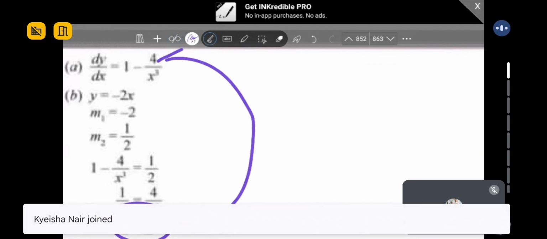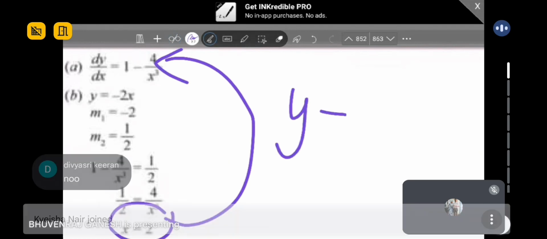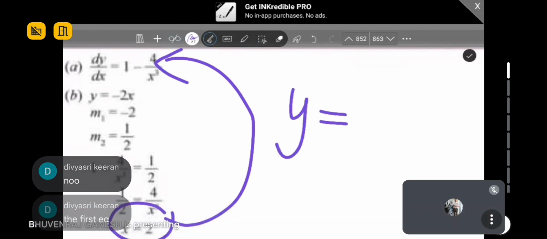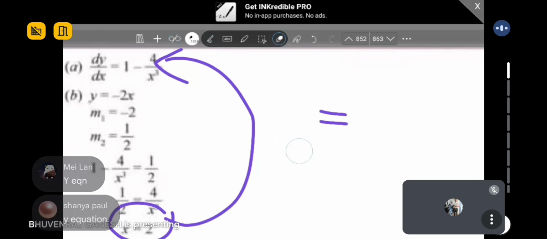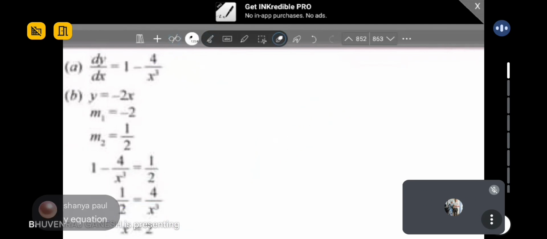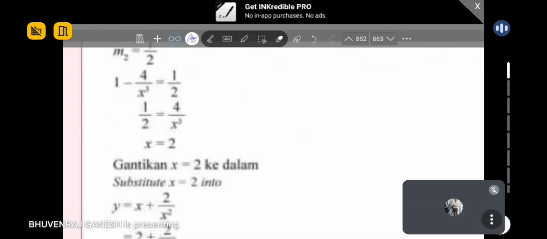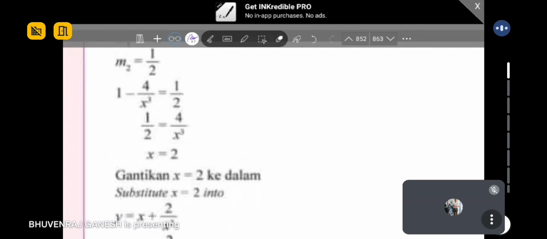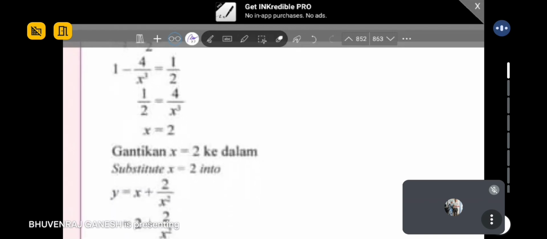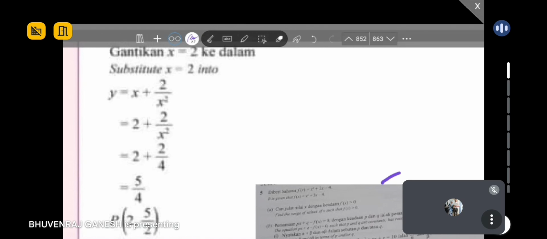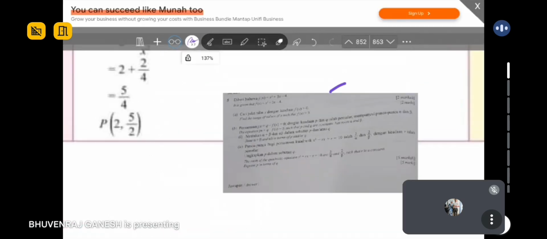Do you substitute in this one or the y equation? Which one? Dalam persamaan y atau dy dx? Yes, correct. The y equation. Always remember guys, x sama dengan 2, kamu kena ganti dalam persamaan lengkung. Always substitute in the curve. So you will substitute in y equal to x plus 2 over x square. You just solve and you will get the answer. Kamu akan dapat jawapan.